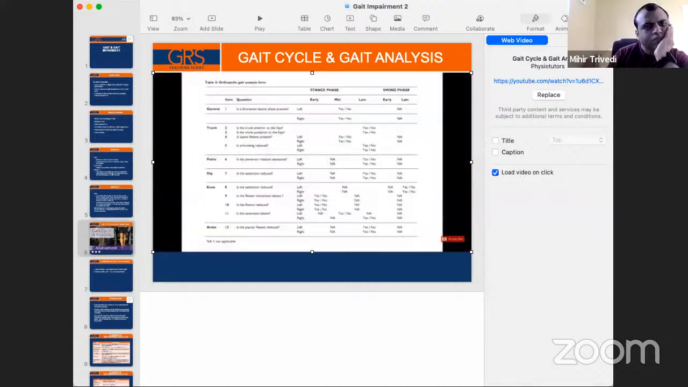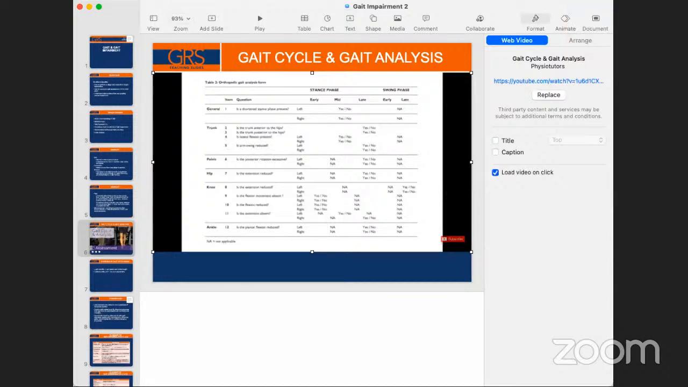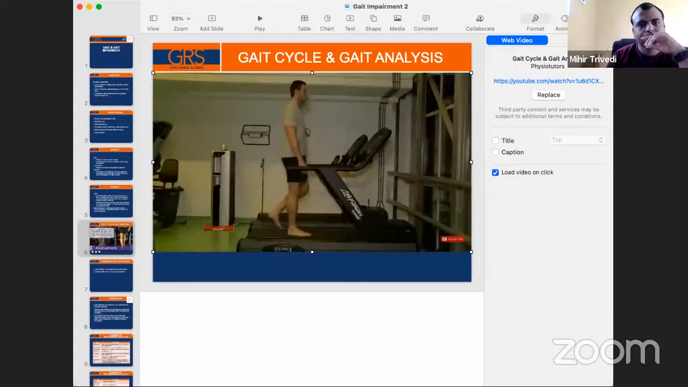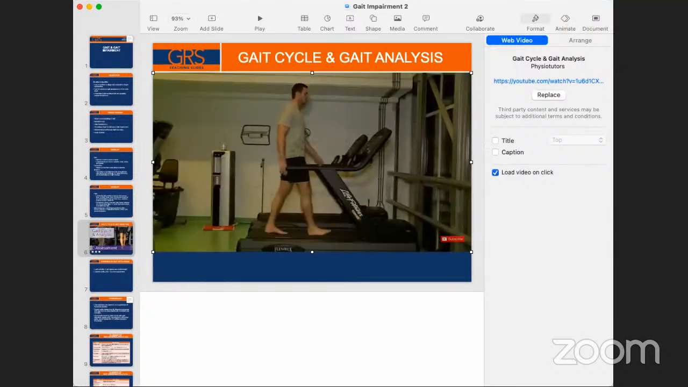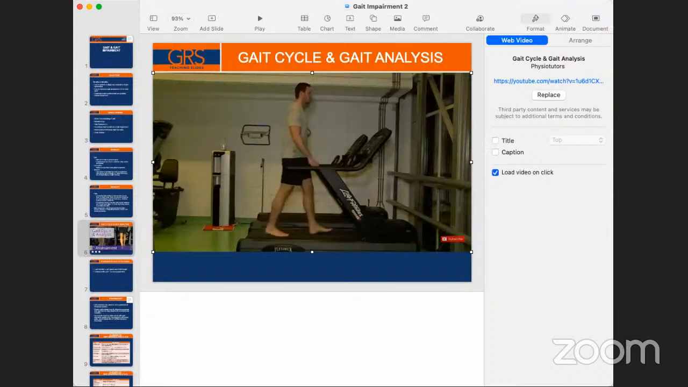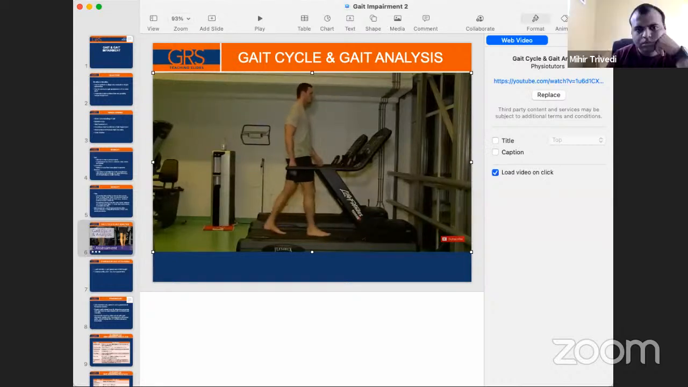To analyze gait in physiotherapy, one could make use of the Nijmegen Orthopedic Gait Analysis form. You can find the article in the description down below. It's a checklist to assess certain aspects of the body during gait, and it's important to compare left and right. You would ask your patient to walk at his or her normal pace. Kai is walking at 3 kilometers an hour, which is an average walking speed.